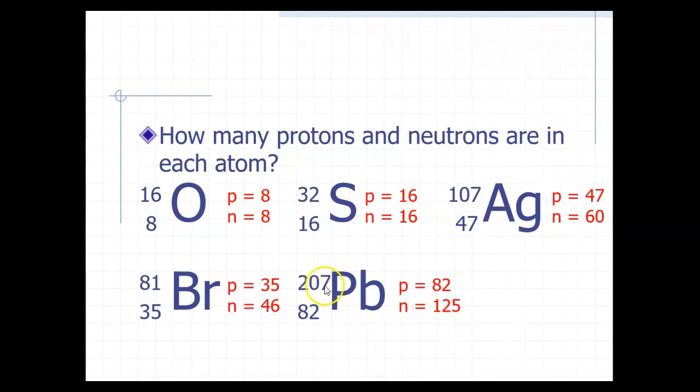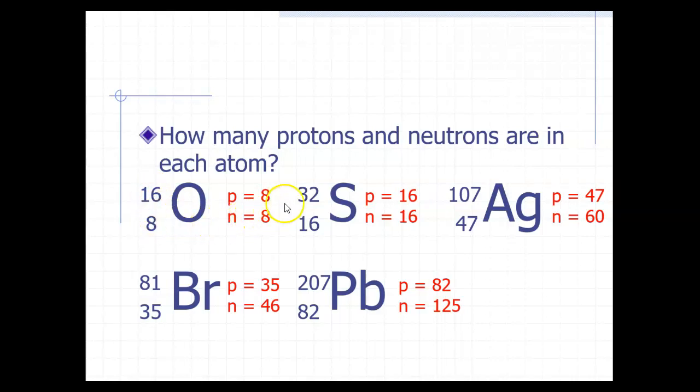Right, so here are the answers, and you will notice that in every case, protons and the atomic number or the nuclear charge are identical. 8, 8, 16, 16, 47, 47, 82, 82, 35, 35. The number of neutrons is simply going to be the difference between these two numbers. It's the mass minus the nuclear charge, or the protons plus neutrons minus protons gives you the neutrons.